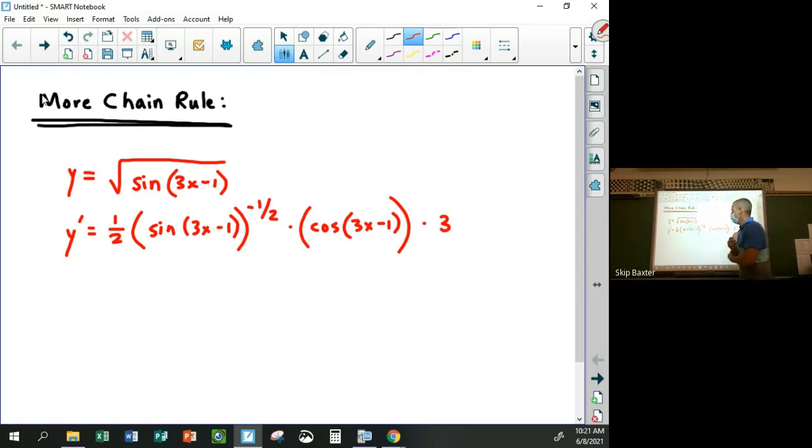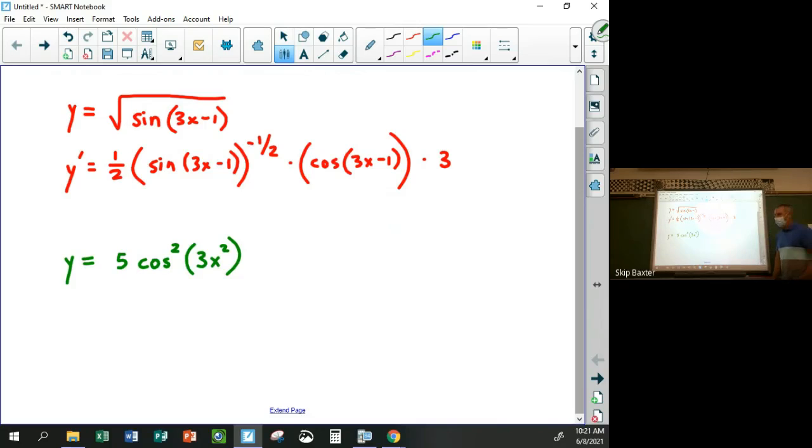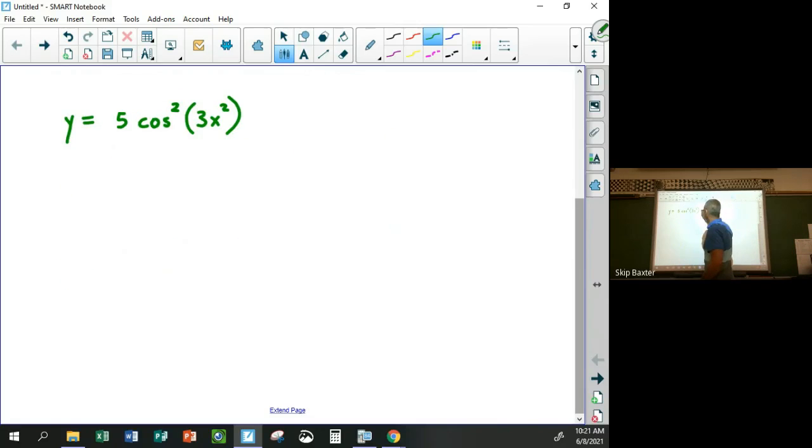All right? What if I have something like y equals 5 cosine squared of 3x squared. So I'm just going to rewrite it. This would be 5 times cosine of 3x squared, squared. That's really what it is.